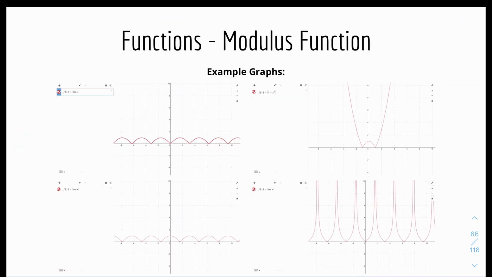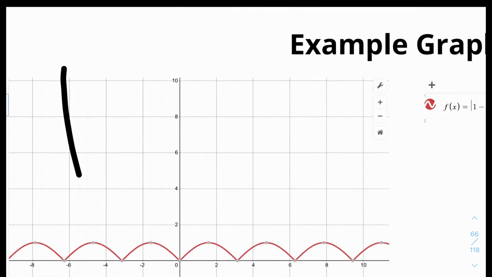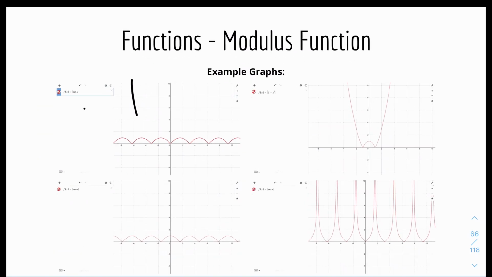Then we have some more example graphs for modulus function. We have f of x equals the absolute value of sine x. It's supposed to be like this, and basically you reflect the negative part by the x-axis to get something like this, and get rid of the bottom part. You know what I mean. It becomes like a hopping bunny.